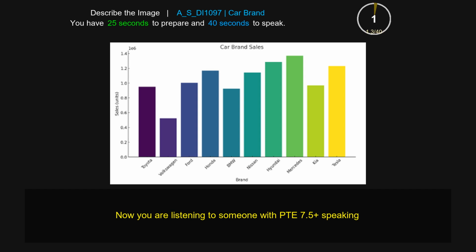The image provided is about the bar graph that gives information about the car brand sales, while the x-axis talks about the brand and the y-axis talks about the sales in terms of the units from 0 to 1.4. Mercedes is the highest car brand sales, with 1.5 units. Tesla and Honda are the second highest car brand sales with 1.2 units. The lowest car brand sales is Volkswagen with 0.5 units. Another interesting point is that Honda is the second highest with 1.2 units.